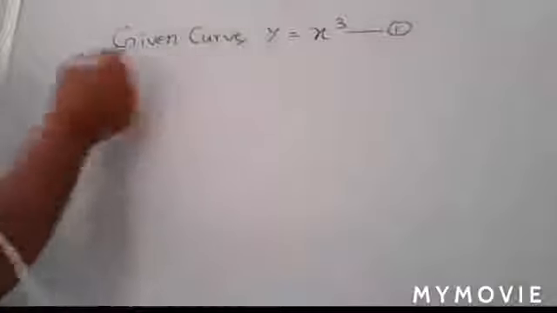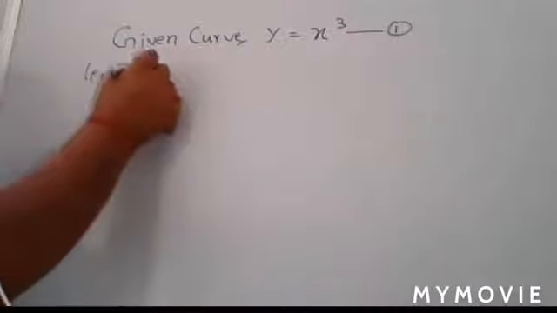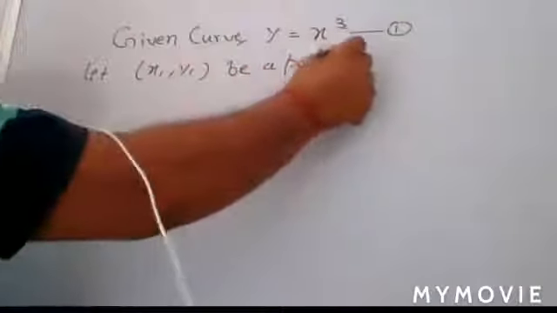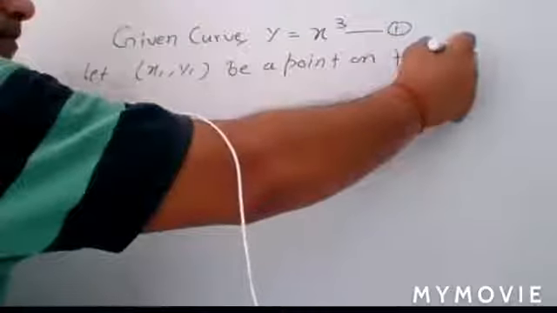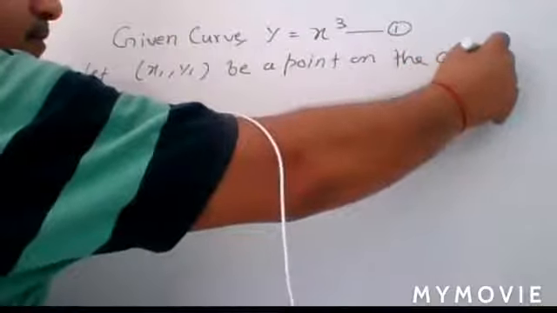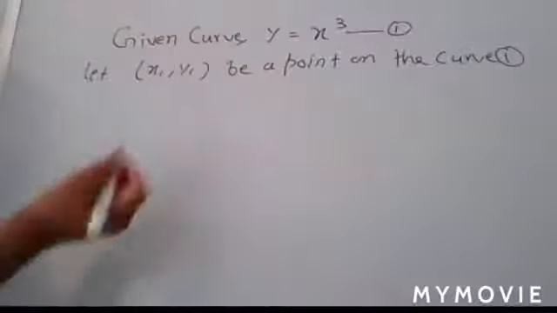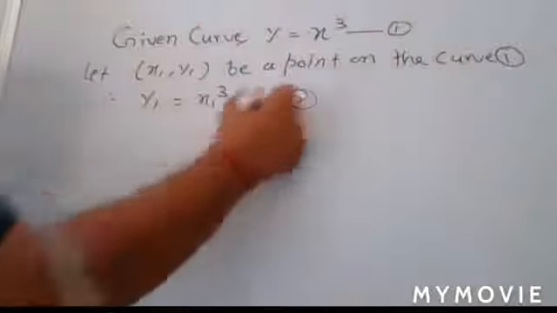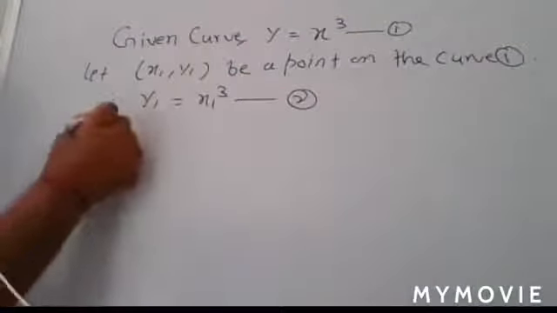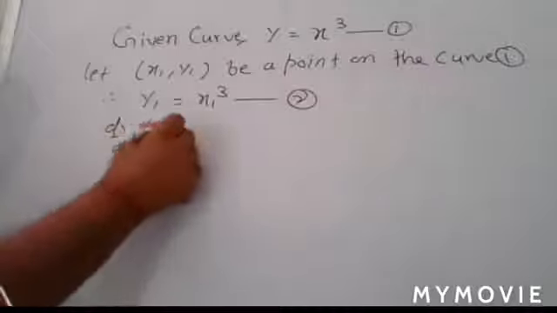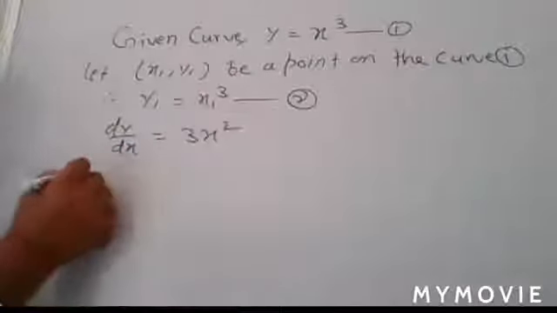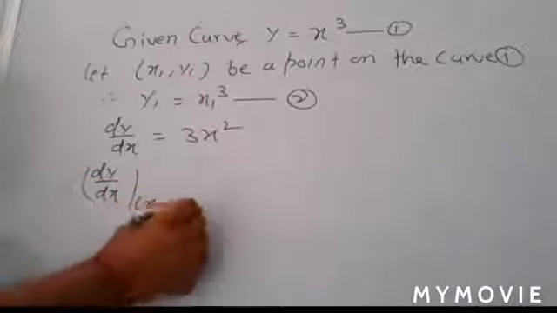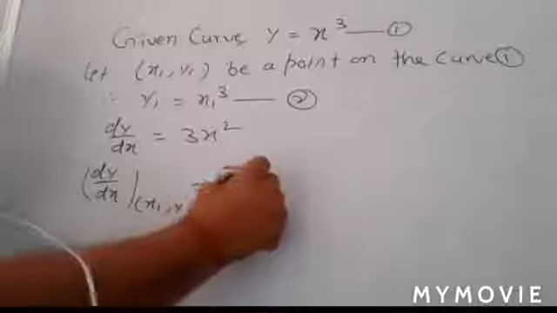And here you assume let (x1, y1) be a point on the curve 1. So y1 is equal to x1 cube. That is your second equation. Differentiate it. dy by dx is equal to 3x square. So dy by dx at the point (x1, y1) is equal to 3x1 square.